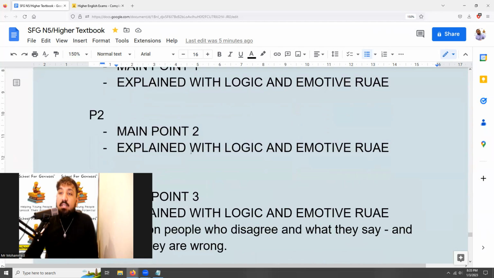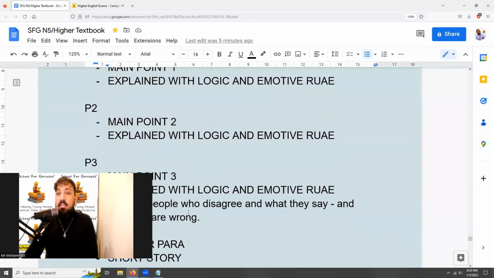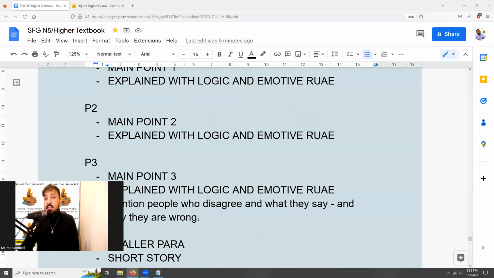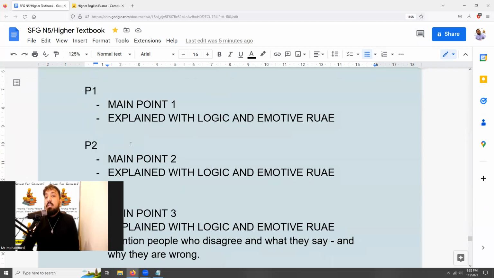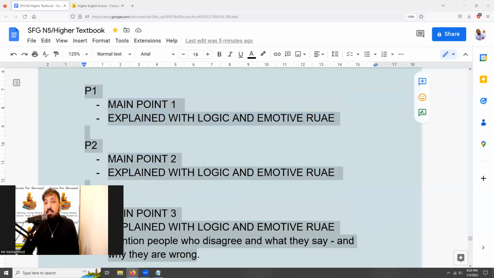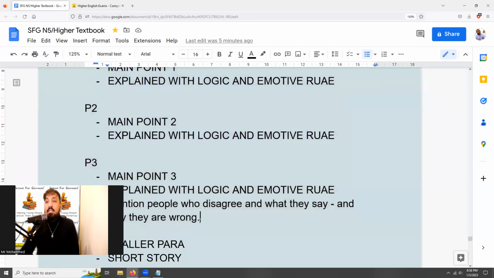Okay, now your next section is your main body paragraph section, and there are 4 main body paragraphs. What we're going to do first of all is focus on just the first 3.